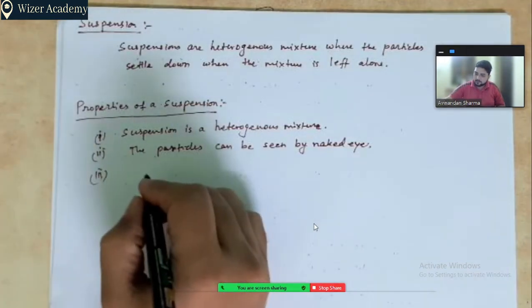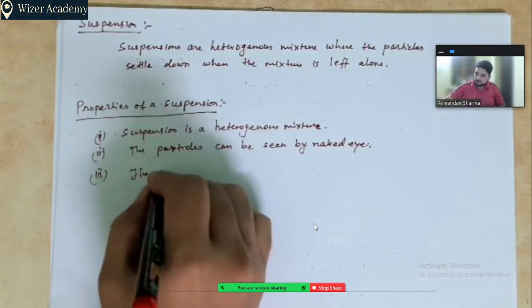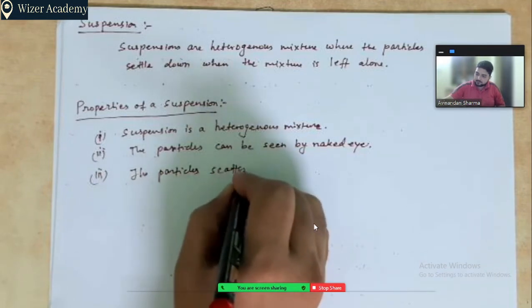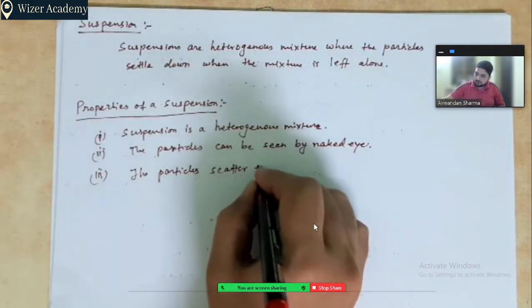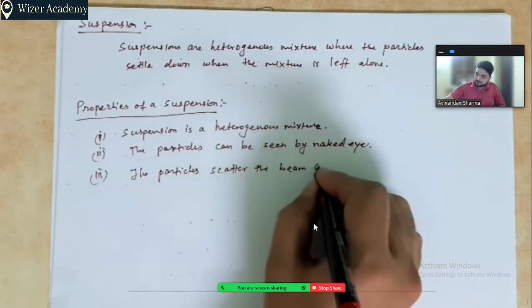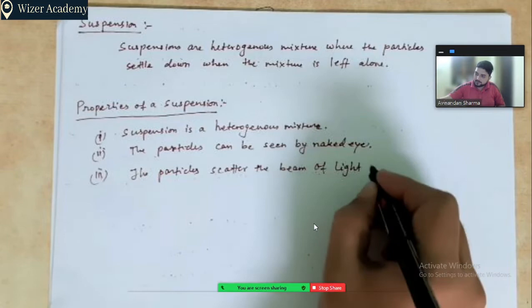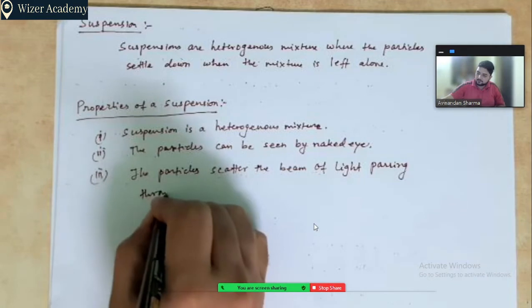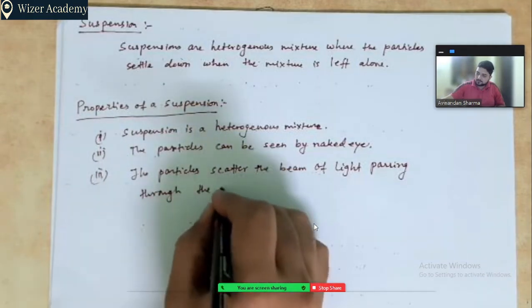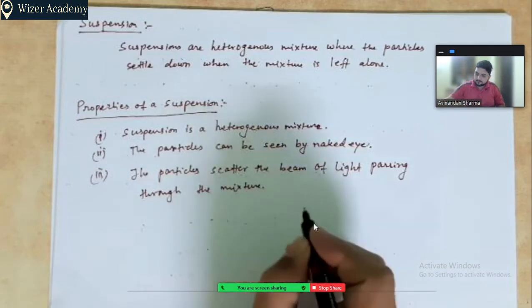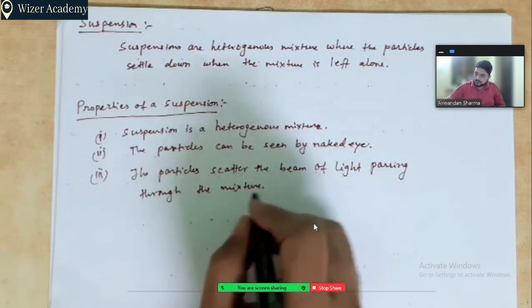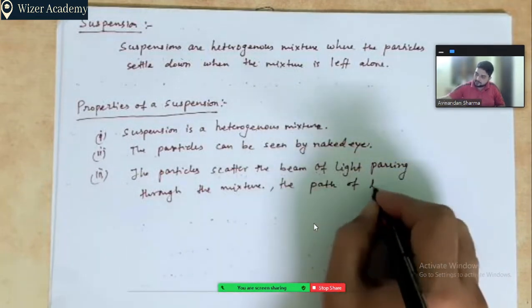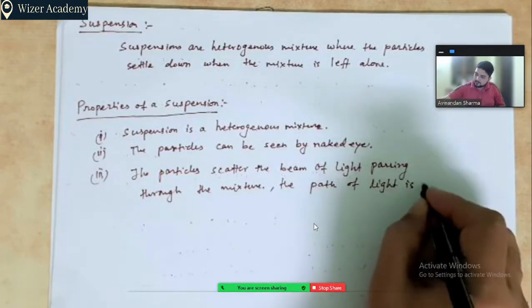Third property, the particles scatter the beam of light passing through the mixture. That means the path of light is visible.